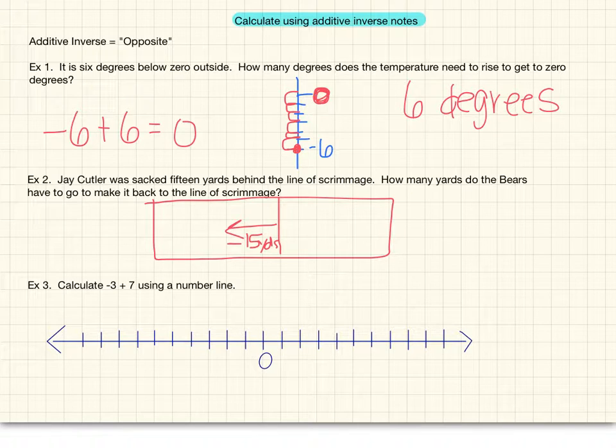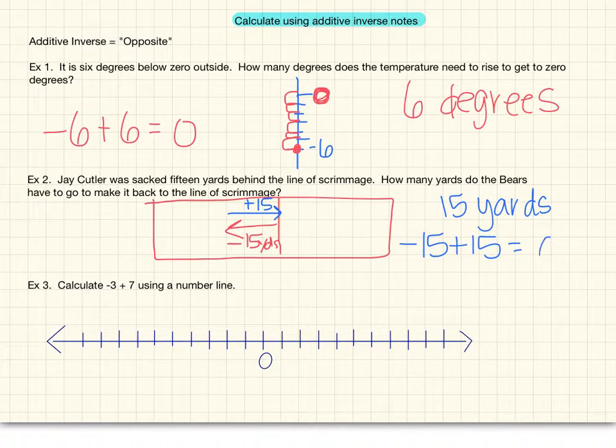So to get back to the line of scrimmage on the next play, to get back to where they were, they would have to go a +15 yards. Okay, so the Bears need to go 15 yards. And again, that's because -15 plus +15 equals 0. Okay? Next, let's talk about the number line again. It says calculate -3 plus 7 using the number line. So I've drawn the outline of a number line here for you, but I don't have the numbers filled in. I just have the 0 in the middle.